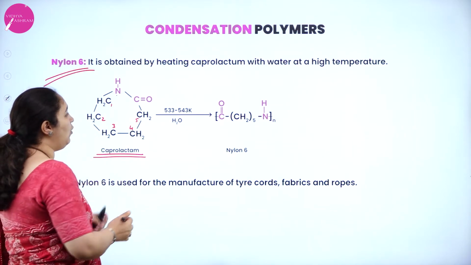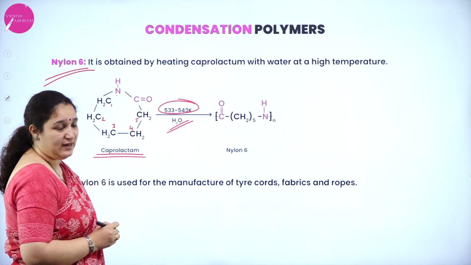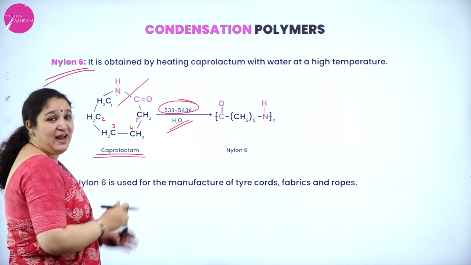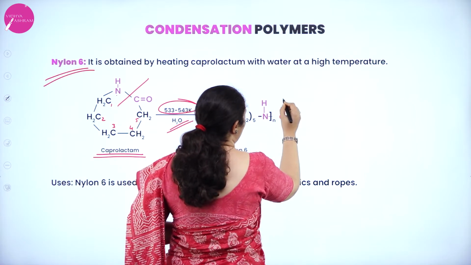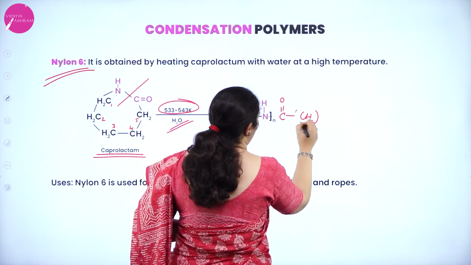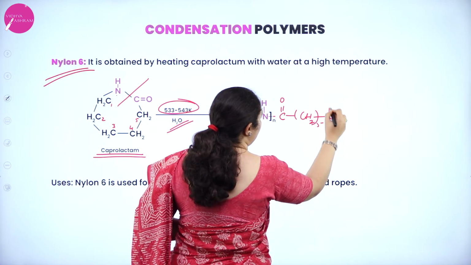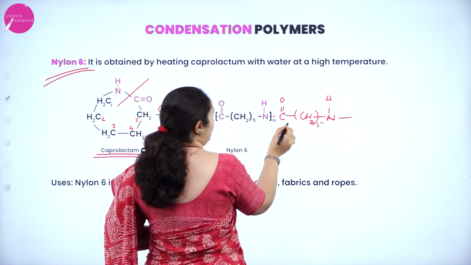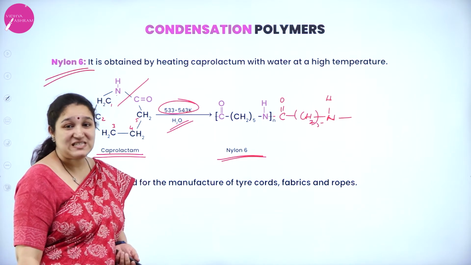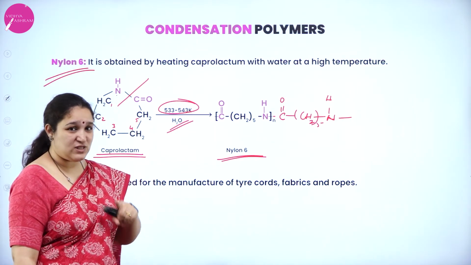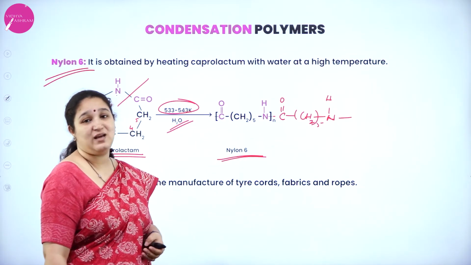When it is heated with water at a high temperature of 533 to 543 Kelvin, this bond will be broken and several monomers can link with one another. Further, you can see one more C double bond O group, CH2, 5 number of carbon atoms and NH bond. So like this it can go on continuing to give a CONH bond, that is an amide linkage, to form nylon 6. Here also if you see the number of carbon atoms, it is 1 plus 5, 6. That's why the name nylon 6.